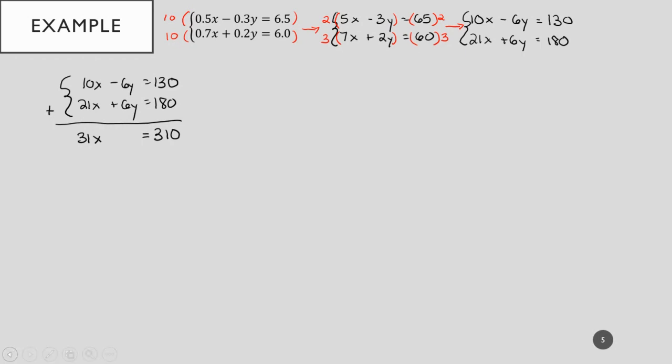So now I'm just solving for x, and you can see that now it's pretty simple to solve for x. All I need to do is divide both sides by 31, and then this gives me 10 for x.